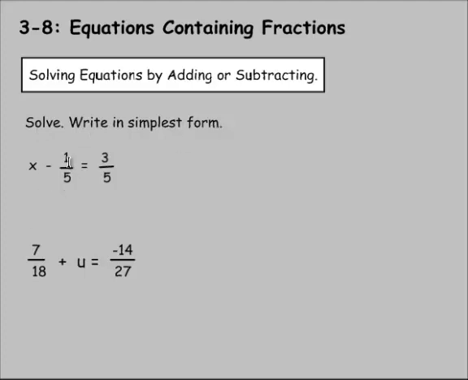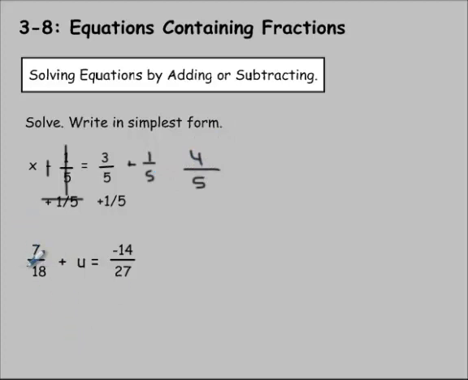We have x minus 1/5 equals 3/5. Just like the equations we did with decimals or the regular equations, when we have subtracting 1/5, we could add 1/5 to both sides. So this would cancel each other out. The 1/5 would be canceled. Then we'd have 3/5 plus 1/5. 3 plus 1 is 4. The denominators stay the same in adding. So you'd be left with 4 over 5 for your answer. x equals 4 over 5.